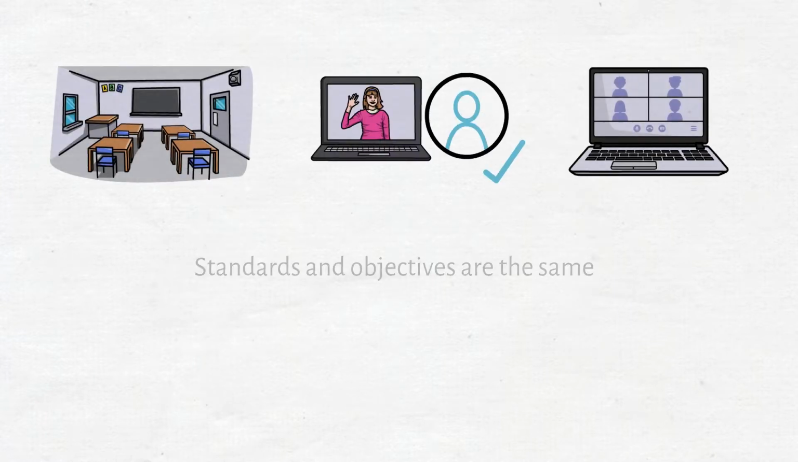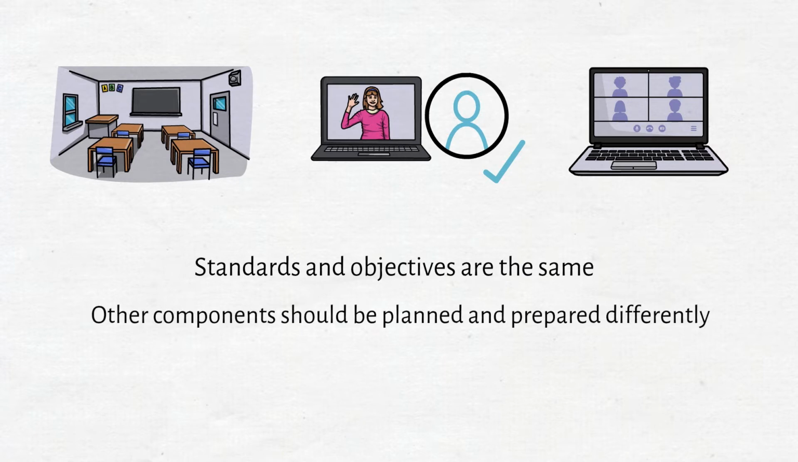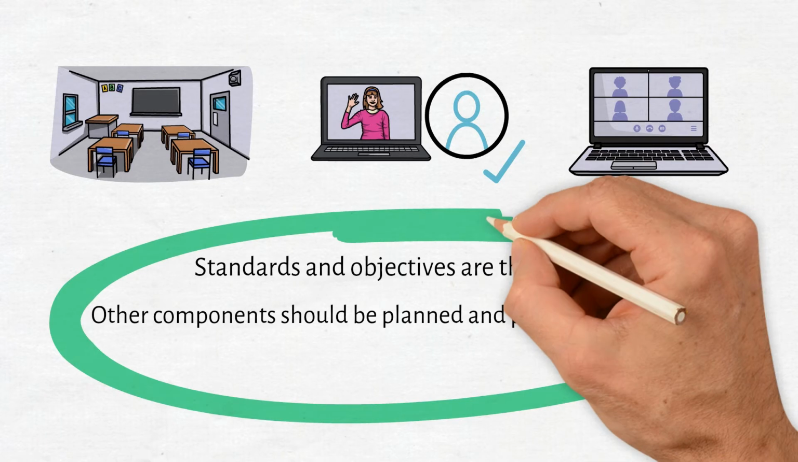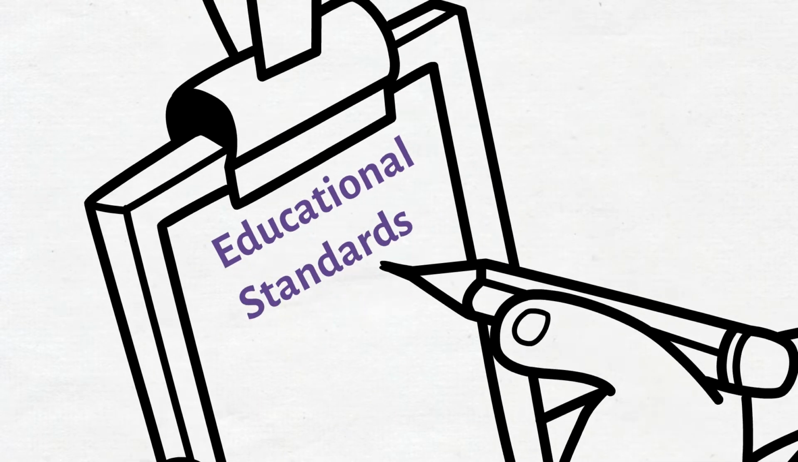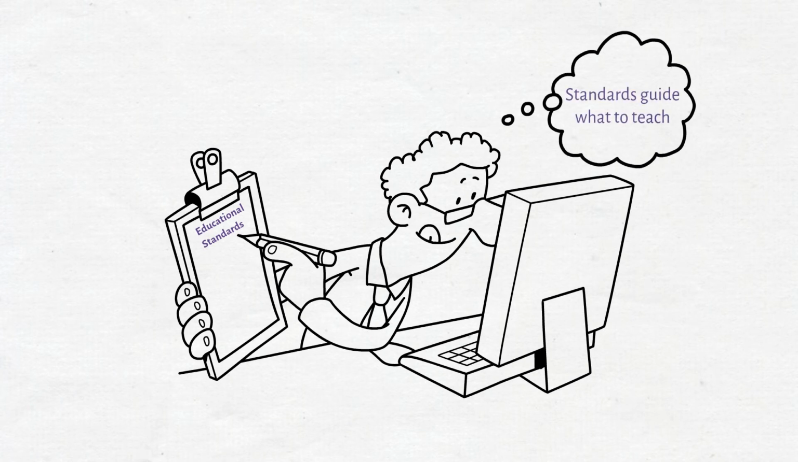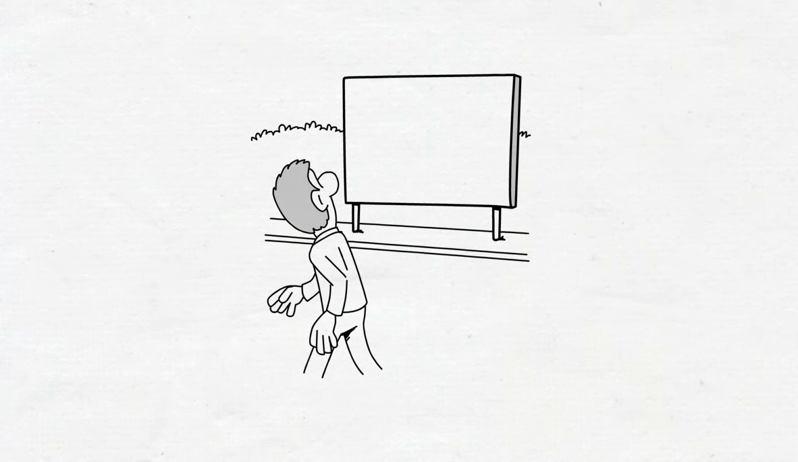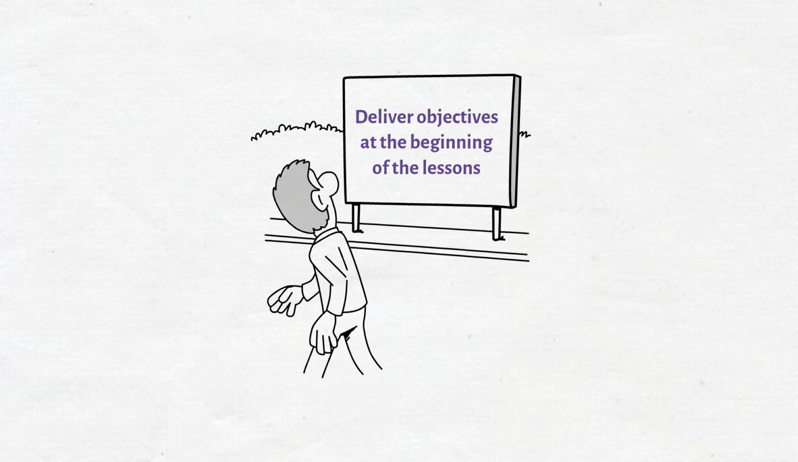When designing face-to-face, blended, or online lessons, the standards and objectives are the same, but all other components need to be planned and prepared differently to be effective. Teachers need to keep educational standards in mind when planning online lessons because the standards guide what to teach in class. It is important to start with the end in mind and deliver objectives clearly to students at the beginning of the lessons to help them stay on track.